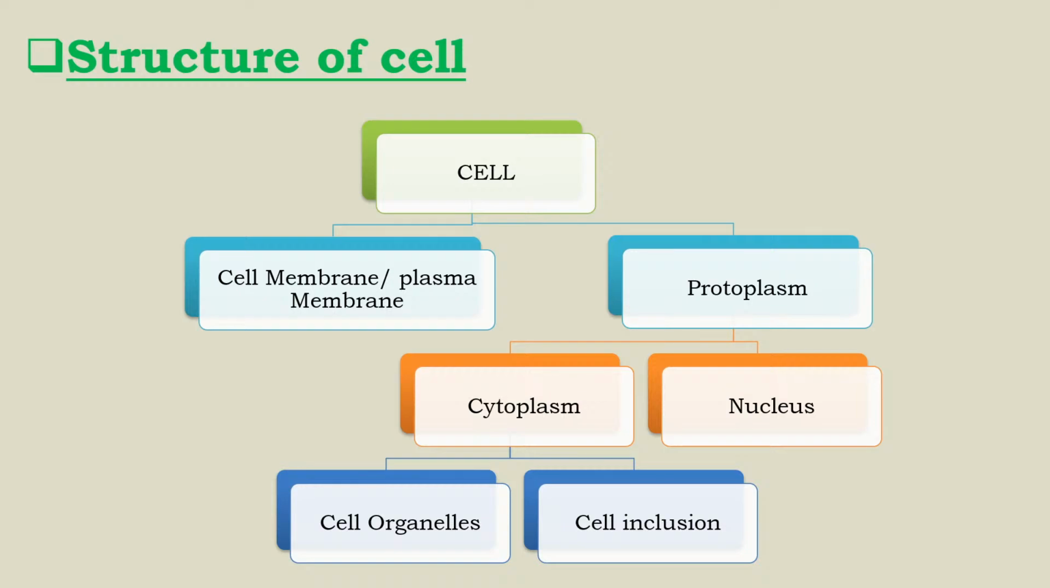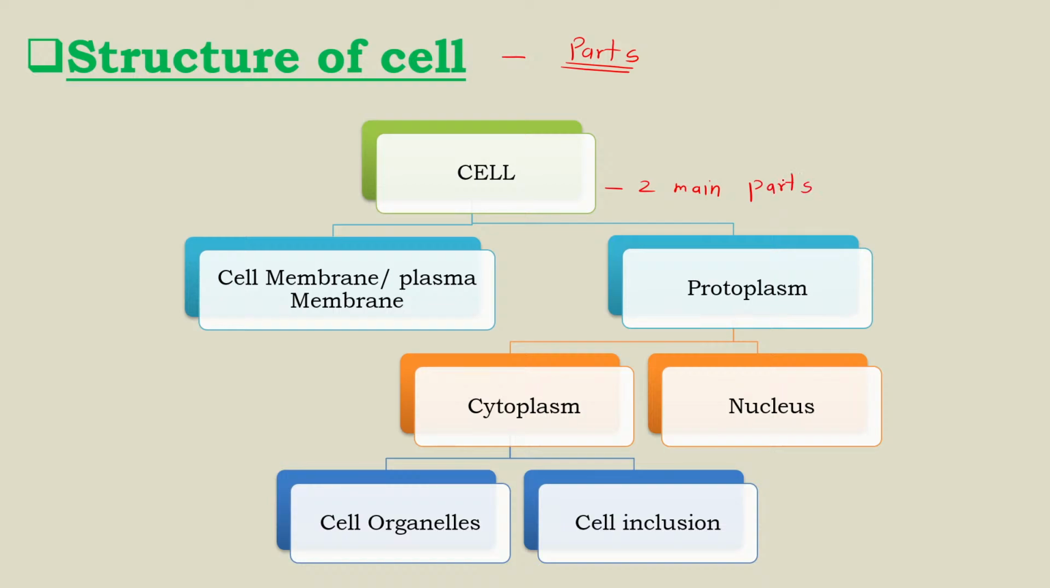Now we are coming back to a very important part of the lesson, that is the structure of the cell. Now let us understand the parts. Structure means the different parts that make up the cell, the different parts that comprise a cell. So a cell consists of two main parts. What are the two main parts?